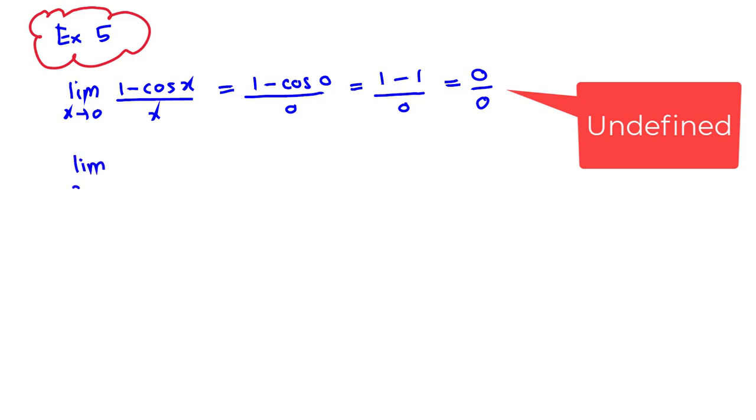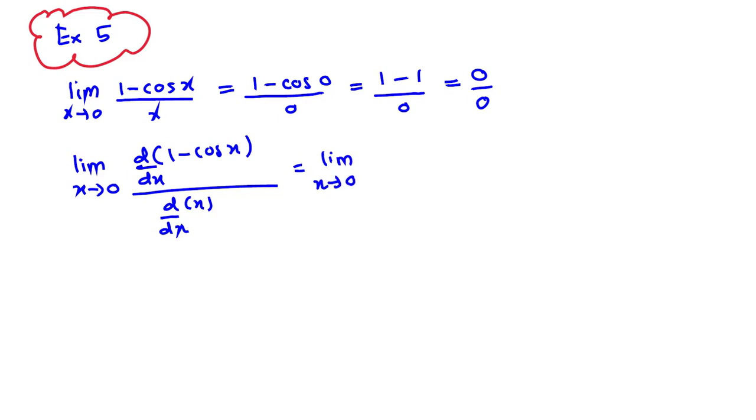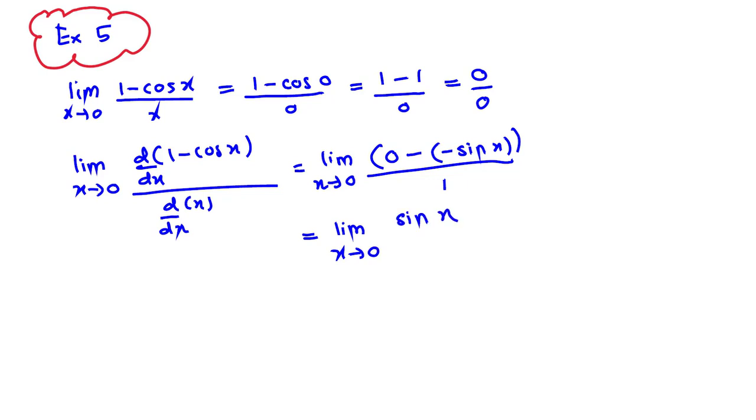So limit as x approaches 0, differentiate 1 minus cos x with respect to x, and differentiate x with respect to x. Differentiate 1, you get 0, so 0 minus the derivative of cos x, you get negative sin x. Be careful with this sign. Then differentiate x, you get 1. So here you get the limit as x approaches 0 of sin x. Now you substitute 0, sin 0 is 0, so you get the answer 0.